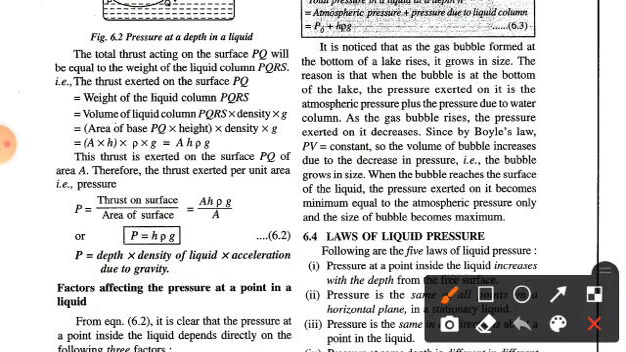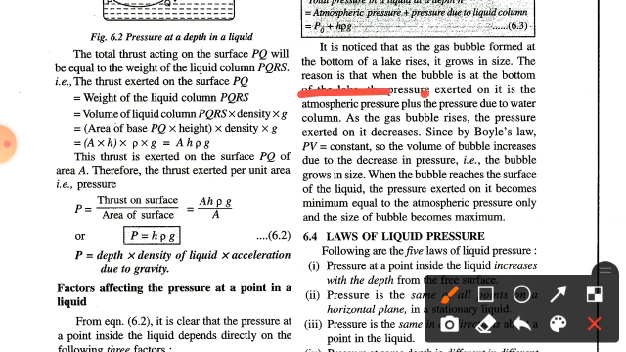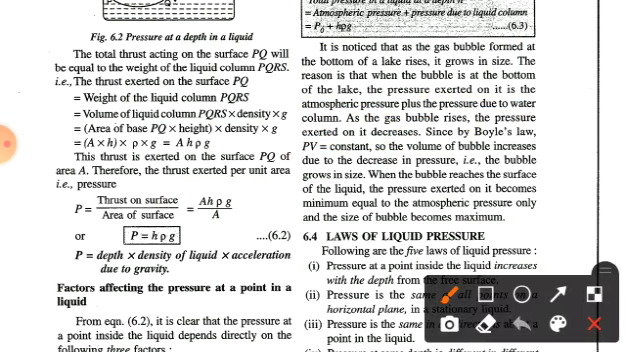It is noticed that gas bubbles formed at the bottom of a lake grow in size as they rise. Clear? The reason is that when the bubble is at the bottom of the lake, the pressure exerted on it is the atmospheric pressure plus the pressure due to the water column. As the gas bubble rises, the pressure exerted on it decreases. Using Boyle's law, you know very well PV is equal to constant, so the volume of the bubble increases due to the decrease in the pressure, that is the bubble grows in size. When the bubble reaches the surface of the liquid, the pressure exerted on it becomes minimum, equal to the atmospheric pressure only, and the size of the bubble becomes maximum.